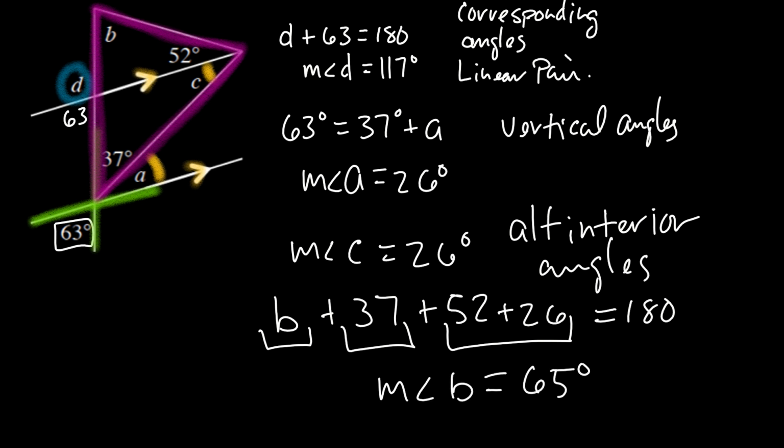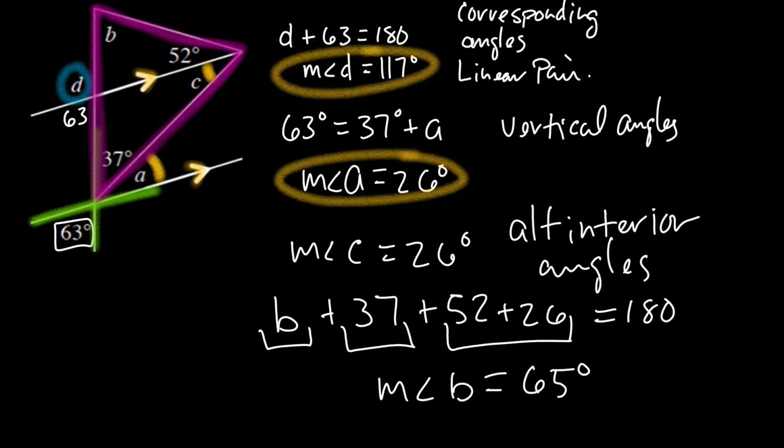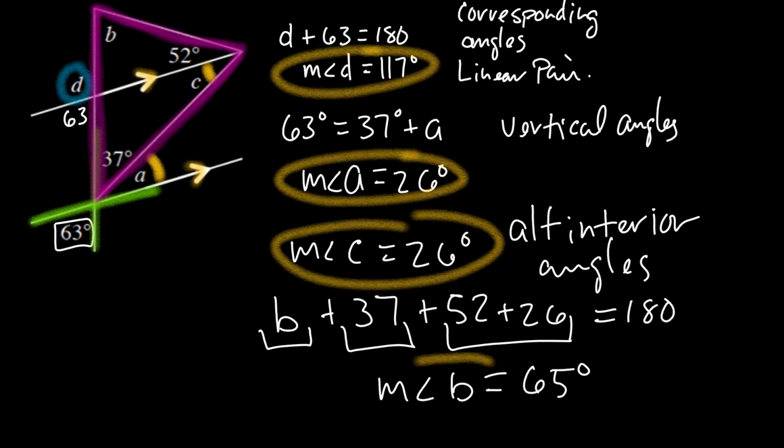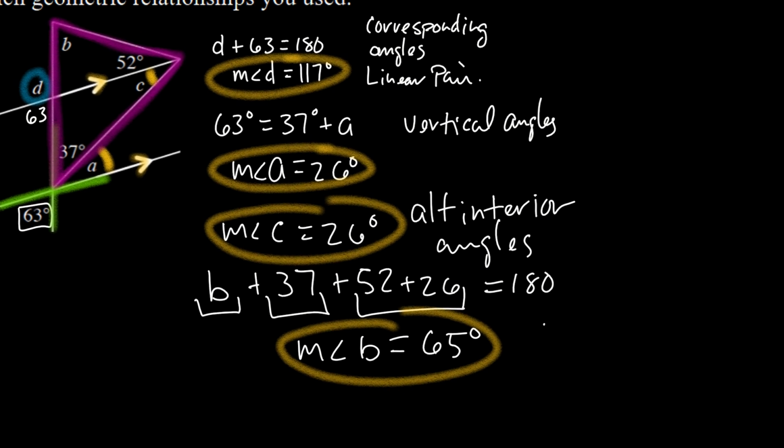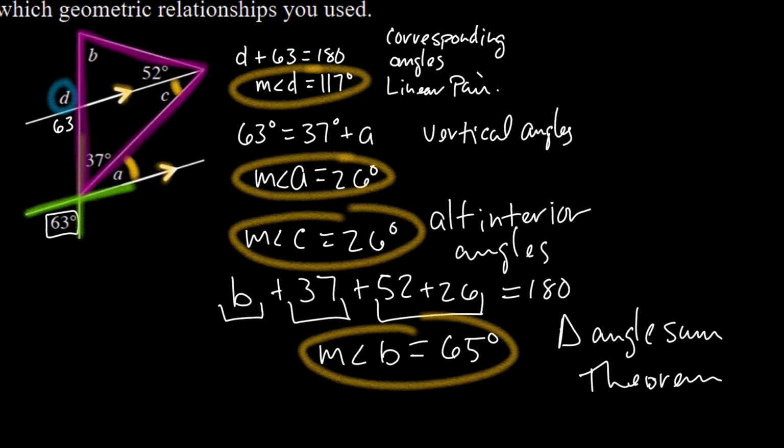Okay, so that's all the pieces there, right? We've got the measure of angle D, the measure of angle A, the measure of angle C, and the measure of angle B. And I've also included reasons why. The one reason I didn't write down is the triangle angle sum theorem, which just says the three angles in a triangle add up to 180 degrees.